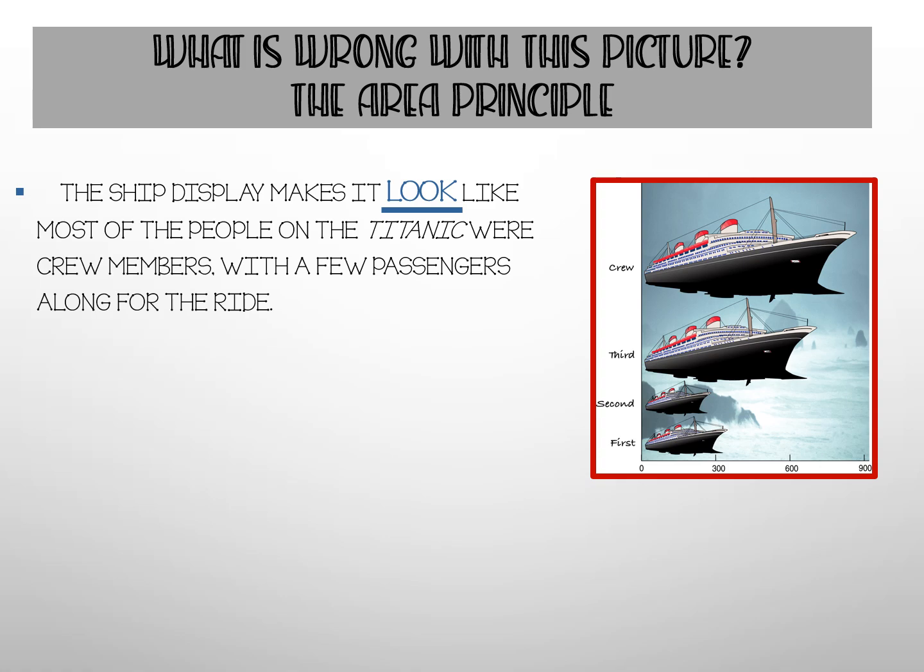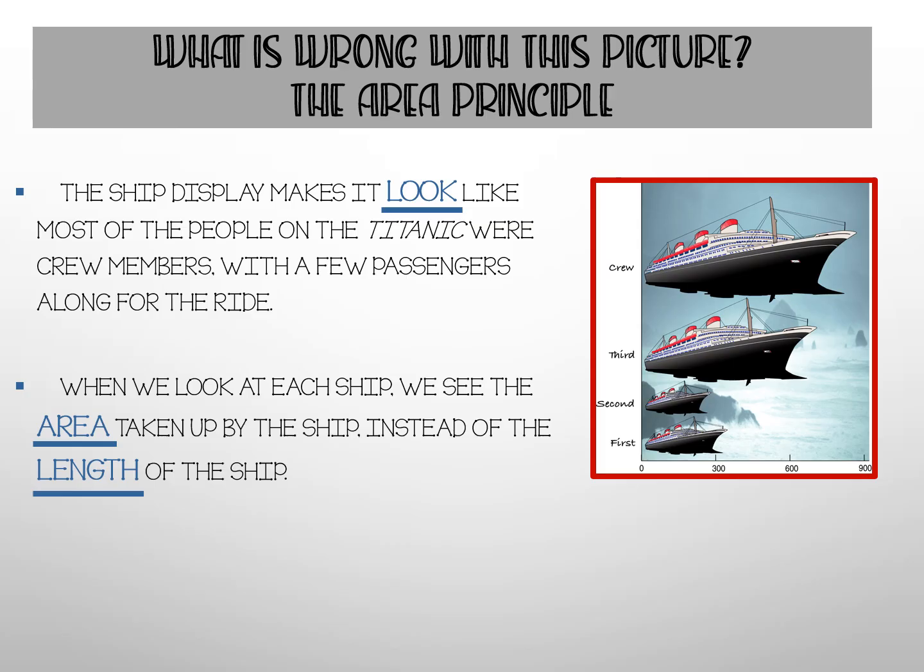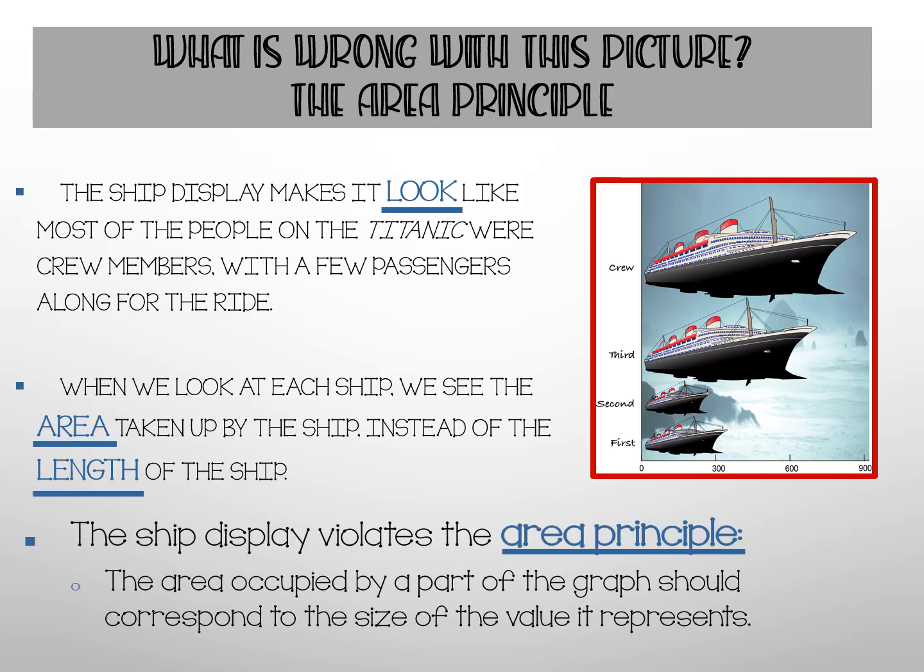What's wrong with that picture? The ship display makes it look like most of the people on the Titanic were crew members with a few passengers along for the ride. When you look at each ship, you see the area taken up by the ship instead of the length of the ship. The ship display violates the area principle. The area occupied by a part of the graph should represent or correspond to the size of the value it represents. We should be using just length, not area.